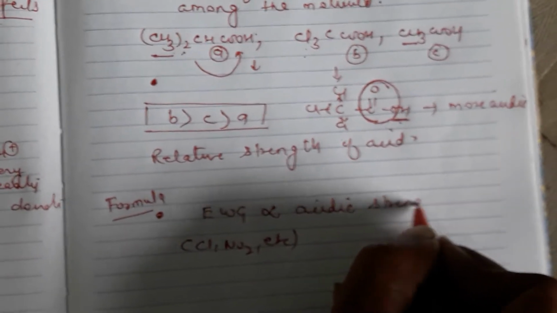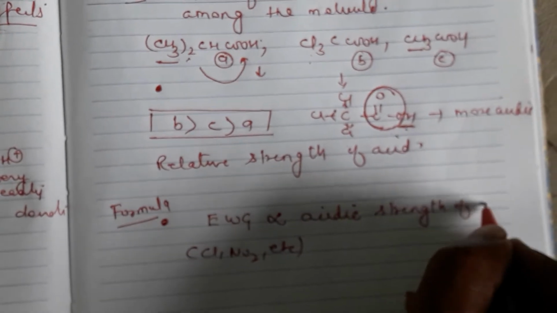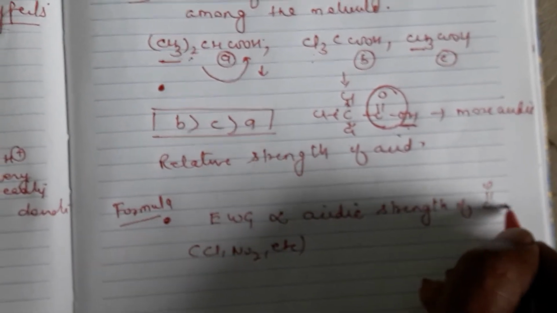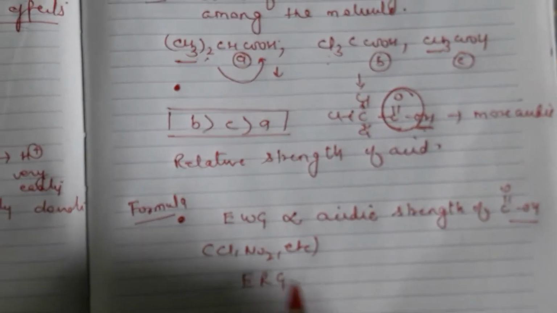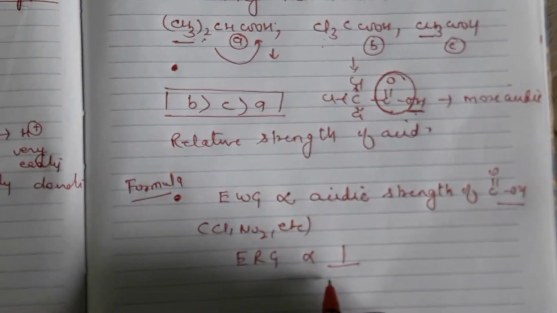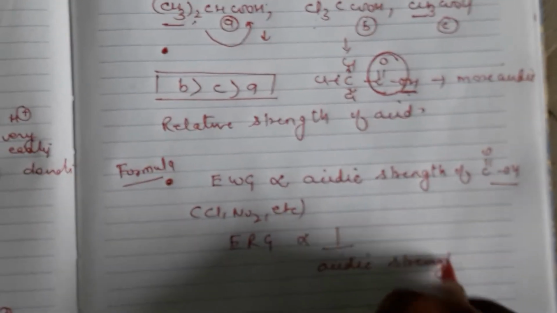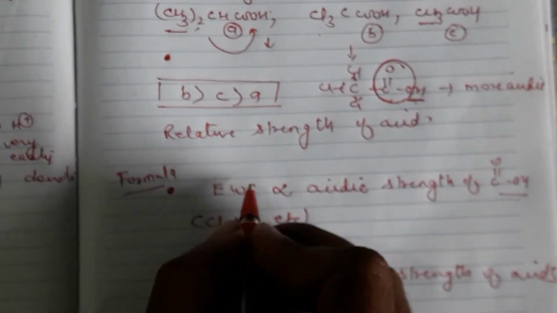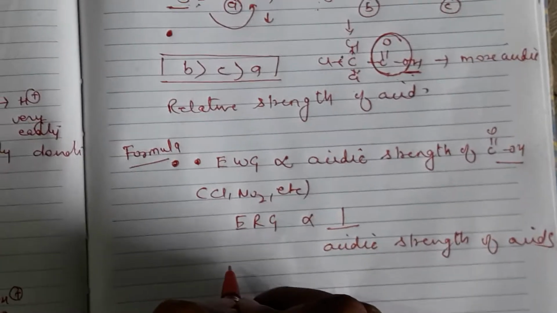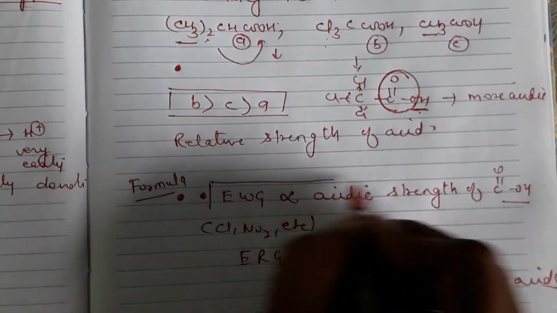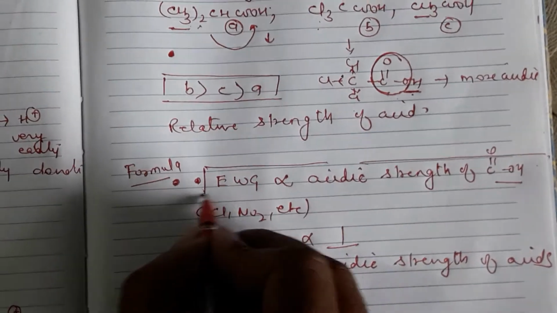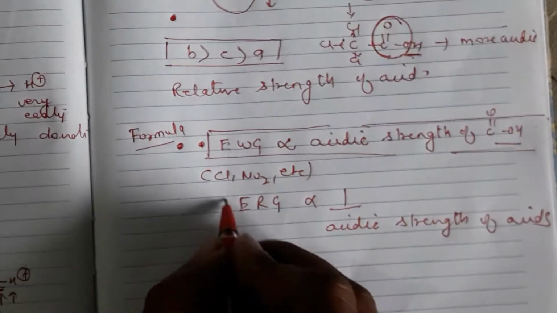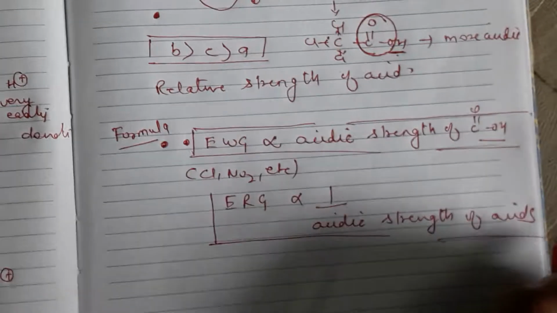Acidic strength of carboxylic acids. But electron releasing groups are inversely proportional to the acidic strength of acids. Okay, so these are the two formulas. By these formulas you can solve your question. It is a very important formula for determining the acidic strength of acids.